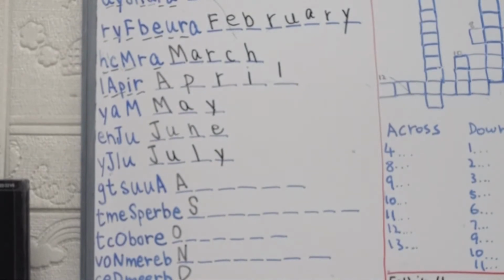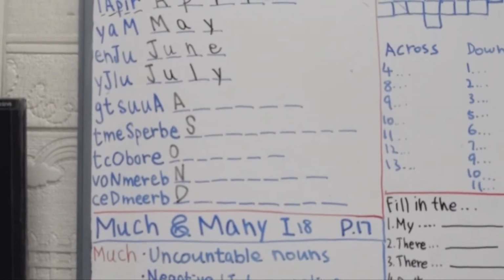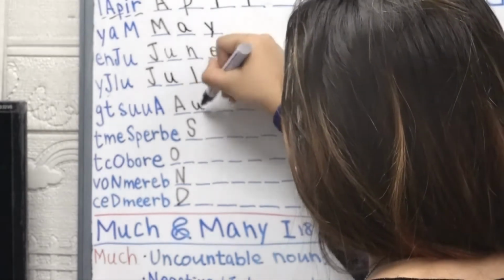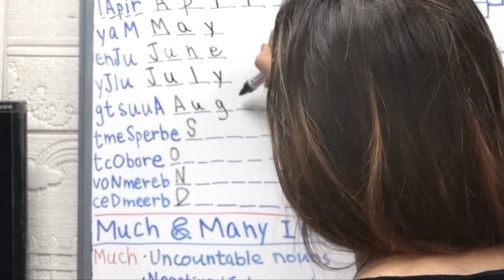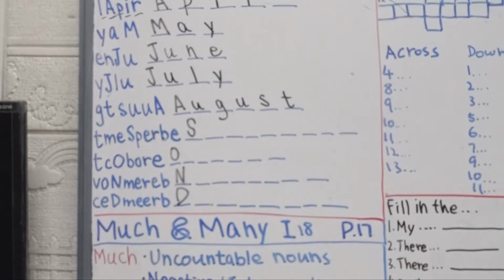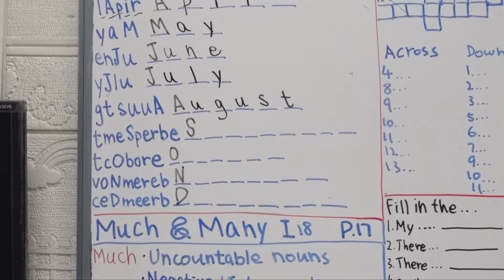Alright, July. The month after July is August, right? August. So August is the 8th month of the year. How do we spell August? That is A, U, G, U, S, T. August. And then the month after August is the 9th month of the year, right?